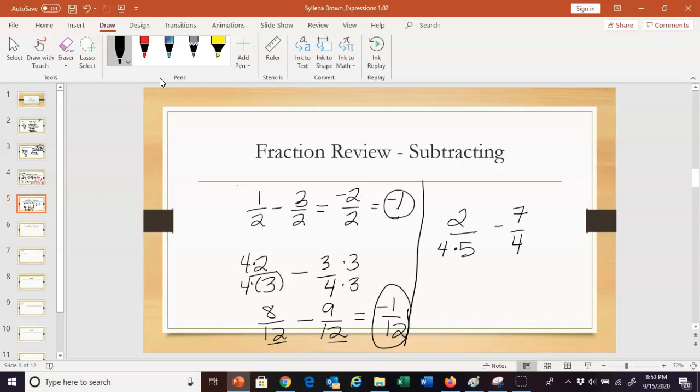So multiply this side by 4 and this side by 5. So we end up with 8 over 20 minus that 35 over 20. So we get 27 over 20. That's a big fraction.